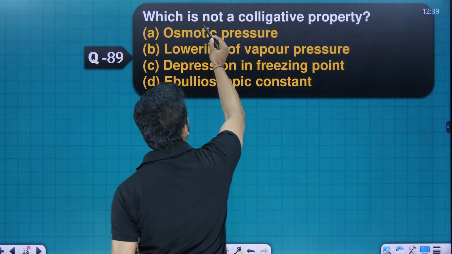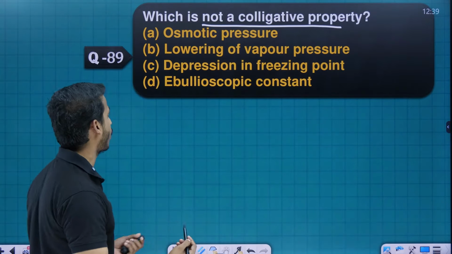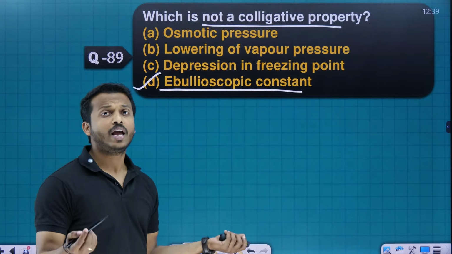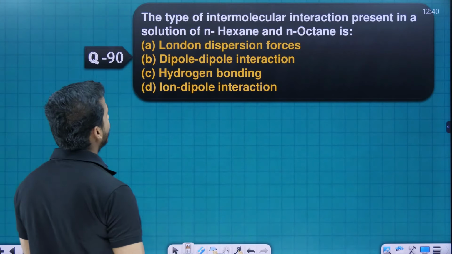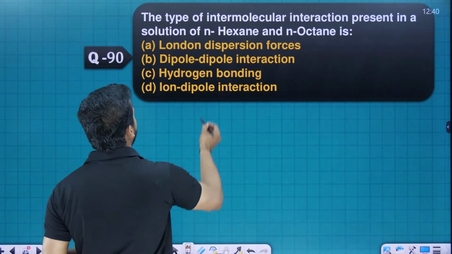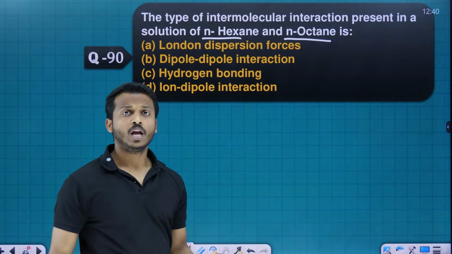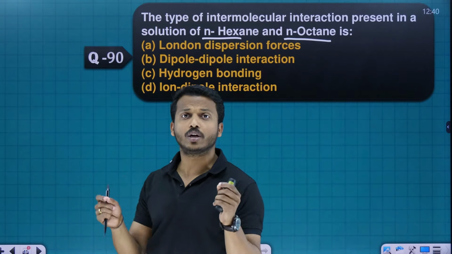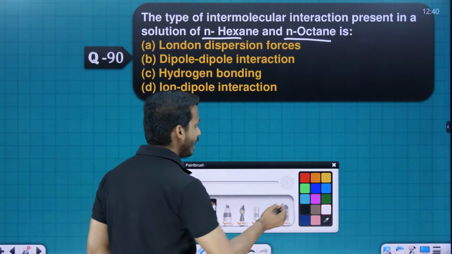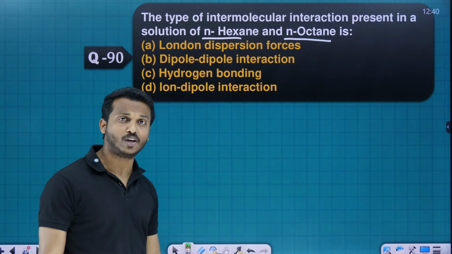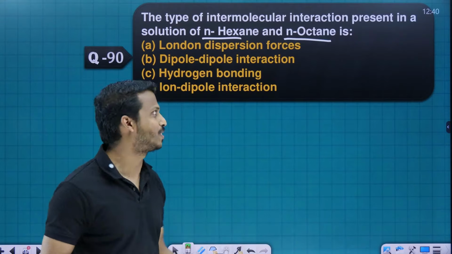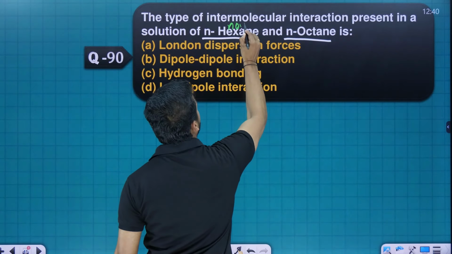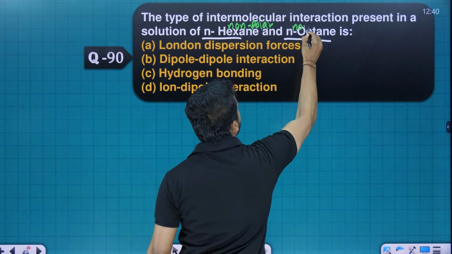Question 89: which is not a colligative property? We know the colligative properties. Here option D, ebullioscopic constant, cryoscopic constant, these are not colligative properties, right? The type of intermolecular interaction present in n-hexane and n-octane, where we actually studied n-hexane, n-heptane and so on. This is actually an ideal solution, and in an ideal solution the AB interaction is approximately equal to AA and BB. But that is not the question here. n-hexane and n-octane are hydrocarbons, right? Alkanes are non-polar. Alkanes are what?